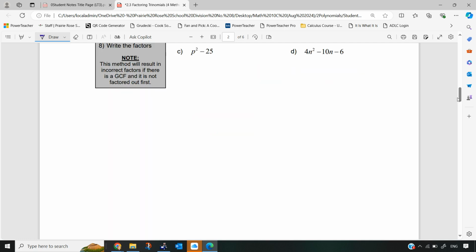Moving on to our next example, we have p squared minus 25. Now that's not a trinomial, so we're going to rewrite it as p squared plus 0p minus 25. Notice that I'm going to have a product of negative 25 and a sum or difference of 0. So again, I can set up my box.